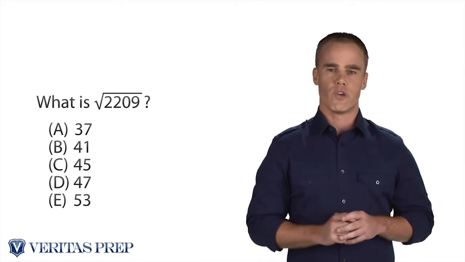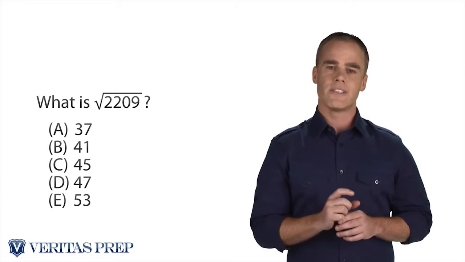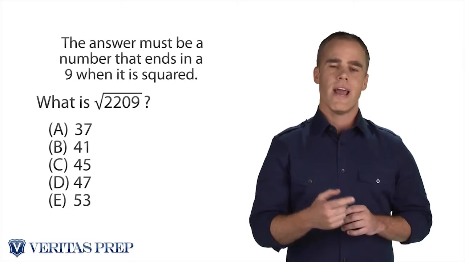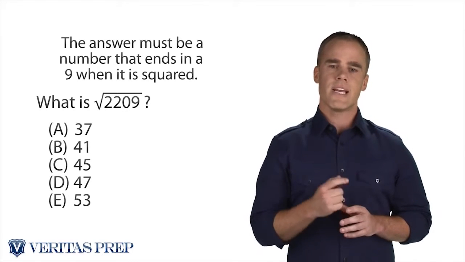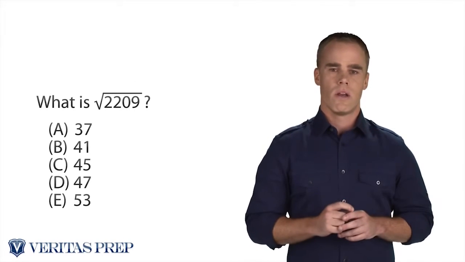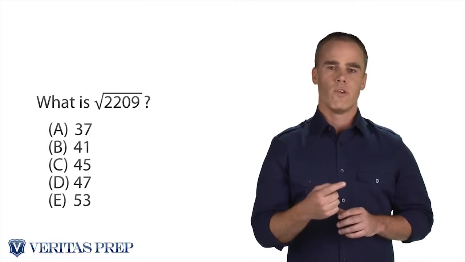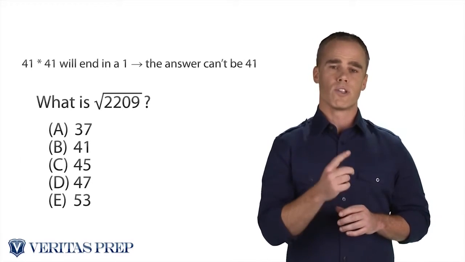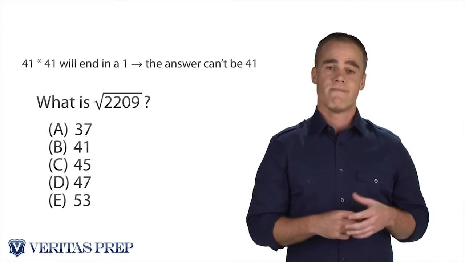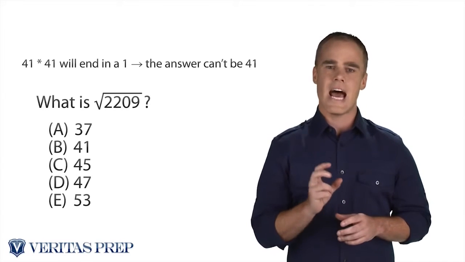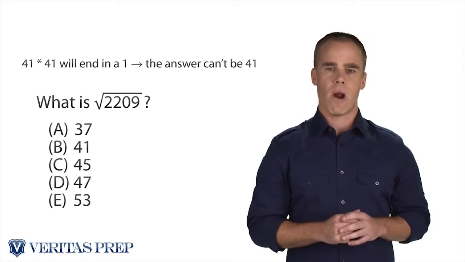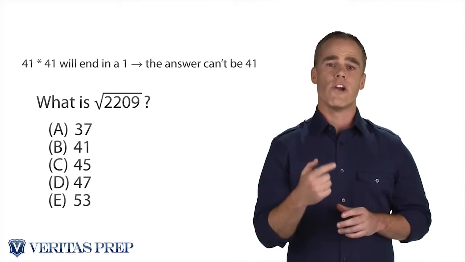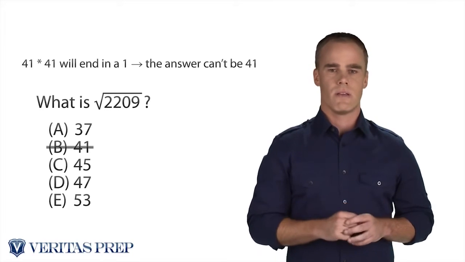Because if we look at these answer choices, we should recognize relatively quickly that we need a number that when squared ends in a 9. And take a look at answer choice B, 41. If you square that, you'll multiply 41 times 41. Your first step will be to multiply those ones together. That'll give you a 1, not a 9. And so you don't actually need to finish that problem. You'll recognize that that number will end in a 1, not the required 9, so the answer can't be B.